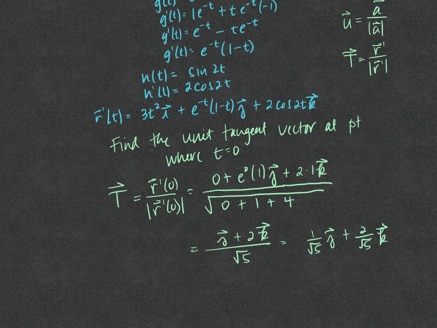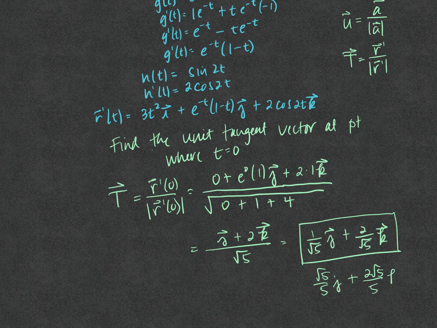Now, I am perfectly happy with those answers. Your textbook is happy with those answers. WebAssign might need it rationalized. If they do, it's the square root of 5 over 5 j, plus 2 square root of 5 over 5 k. I don't think WebAssign does. I think if you give it to them unrationalized, it will be fine.